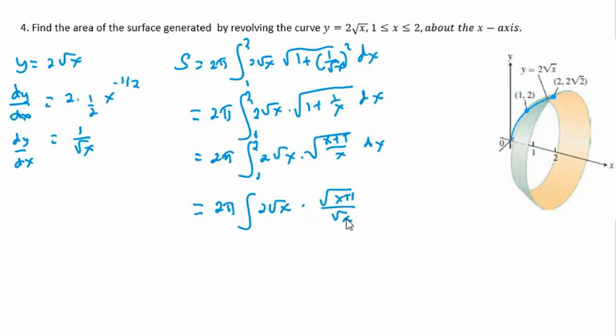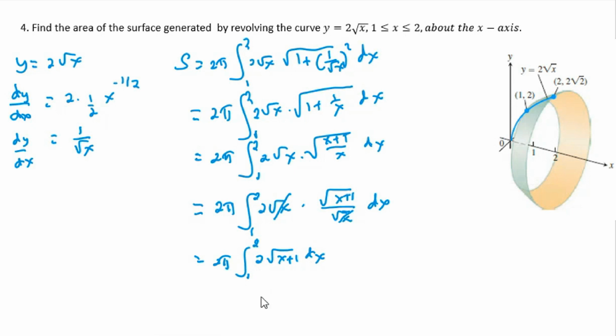So I separated that numerator and denominator so that we can see clearly that the square root of x and the square root of x here can be cancelled. So this is from 1 to 2. So this is now cancelled. So the remaining integrand now, we have 2 pi times the integral of 2 times the square root of x plus 1 dx from 1 to 2.